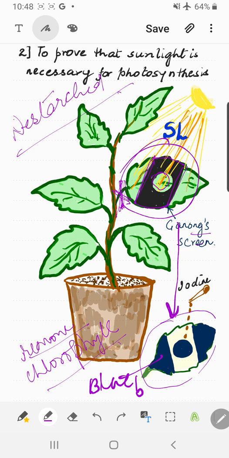But the areas which were exposed, out of the same leaf, areas which were exposed to light, they were able to photosynthesize, and starch was produced in the cells in that area. And when you tested the presence of starch with the help of iodine, the area turned blue black, right children? So this is the second experiment to prove that sunlight is also necessary for photosynthesis.